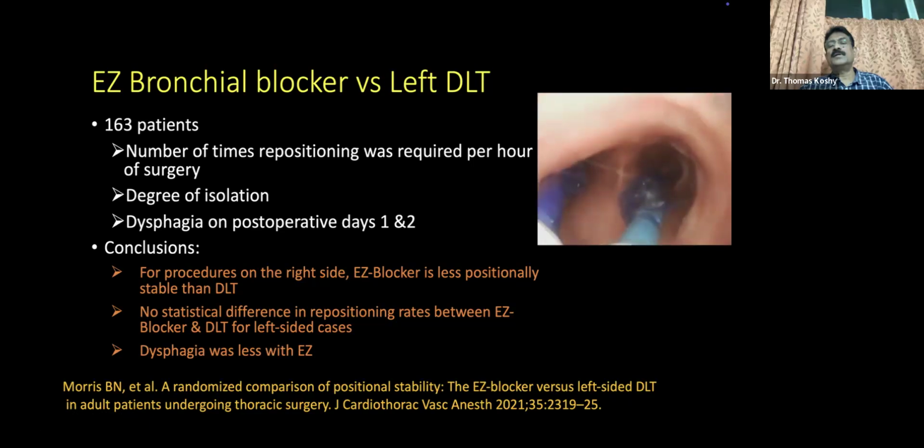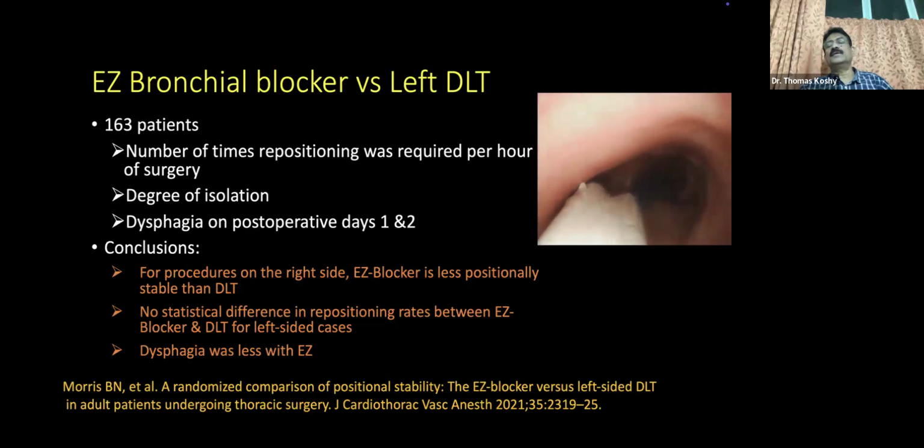And it can be introduced, and this is what is there. And one can inflate the operated lung. So there are reports in the literature on which one is better, an EC blocker or a double lumen tube.